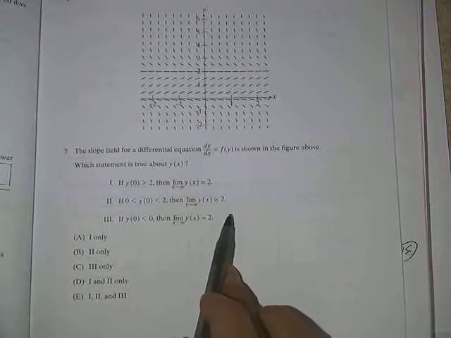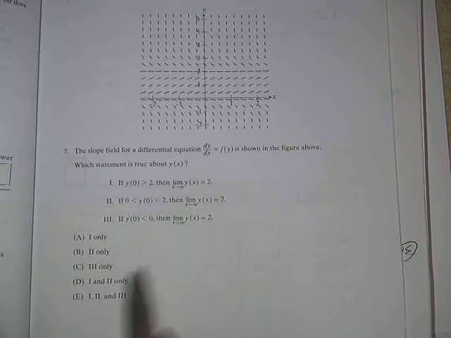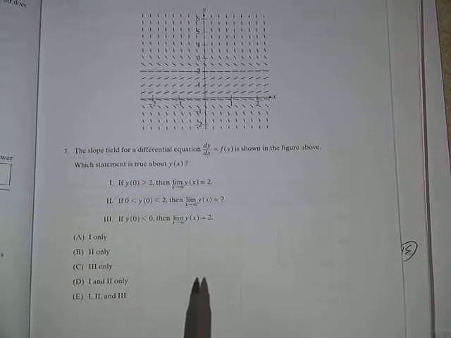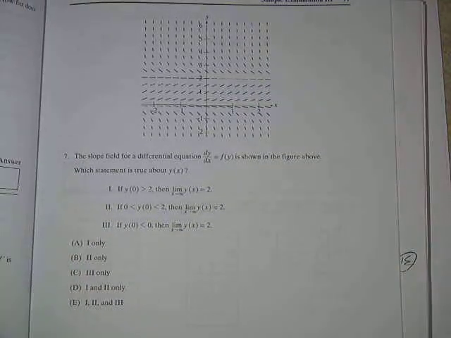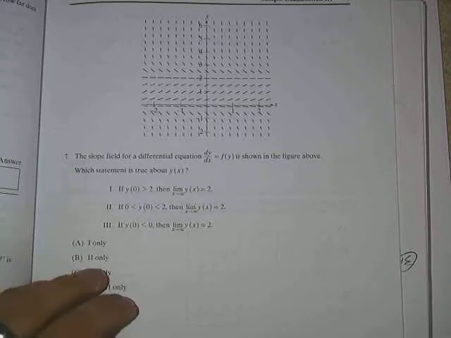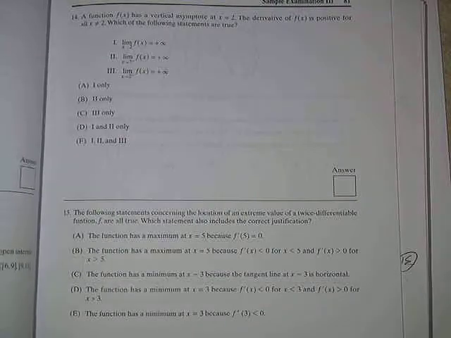If we're less than 0, what do the values seem to be doing as we go to the right here? Values continue to go down, don't they? They don't approach 2, do they? That's when we're below the x-axis. So ultimately 3 is out, therefore the only two that are in are numbers 1 and 2, so it should be D.